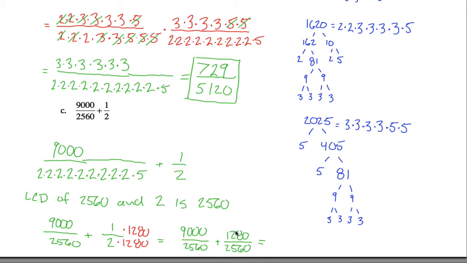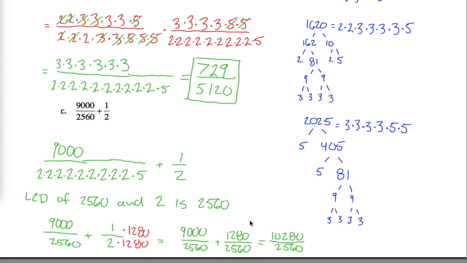Since we have a common denominator, we can just add the numerators. 9,000 plus 1,280 more is 10,280 divided by 2560. And I guess we should reduce that fraction. Yuck, I don't really want to do that, but I guess we should.